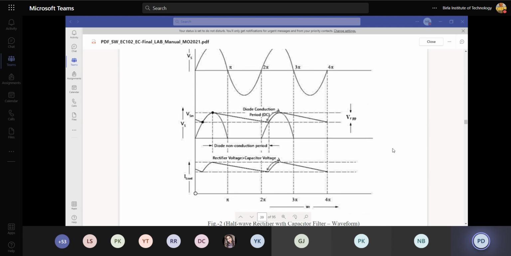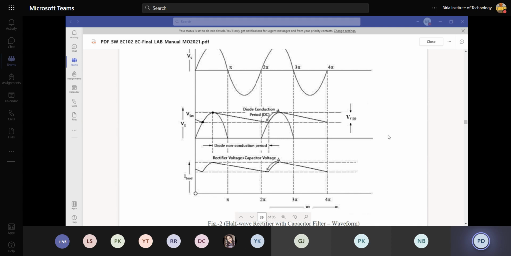This means the capacitor will not discharge completely during this duration, because it is discharged very slowly; the time constant is RLC, that is, RL and C. So it will take more time for discharging. It is not completely discharged, and again it gets charged. With this phenomenon the output voltage will be in this shape.